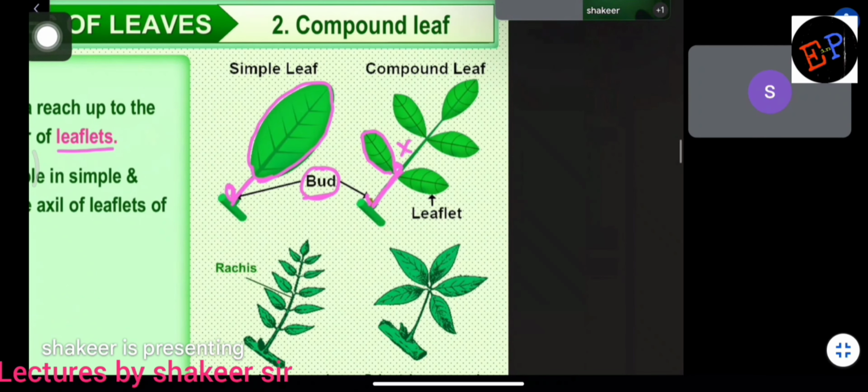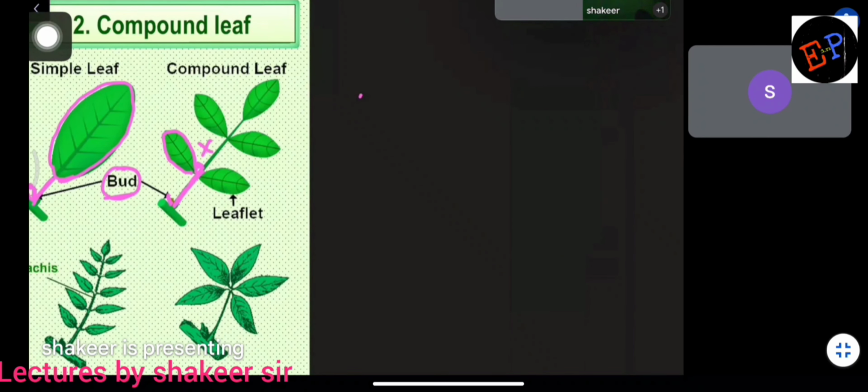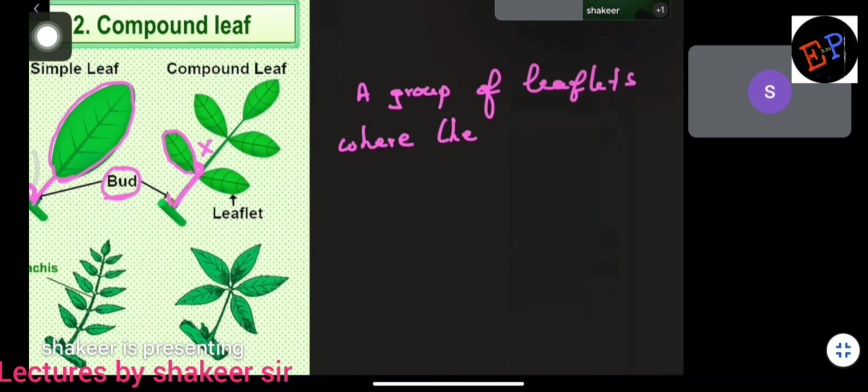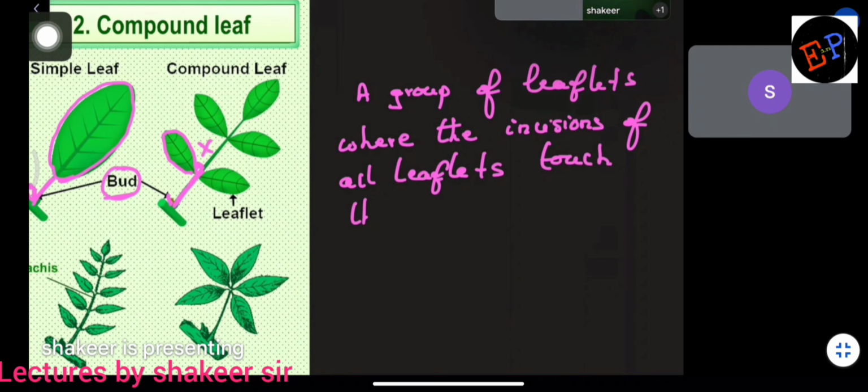So how can you define a compound leaf? A group of leaflets where the incisions of all leaflets touch the midrib.